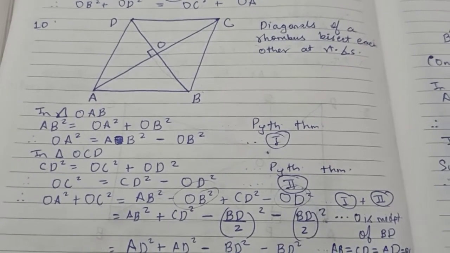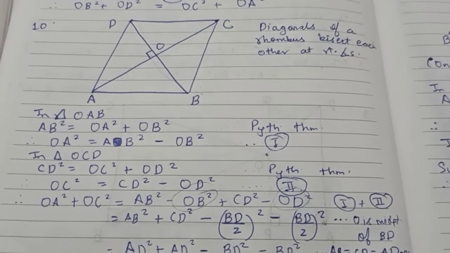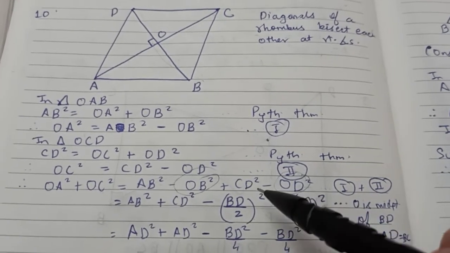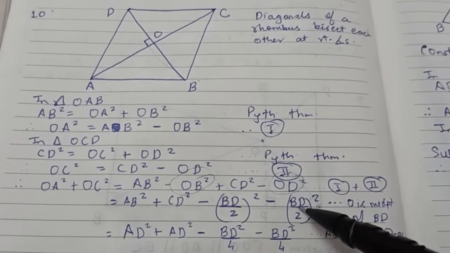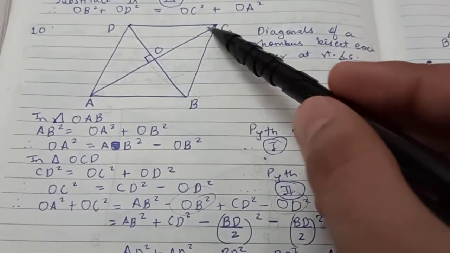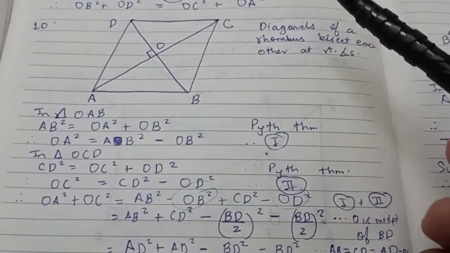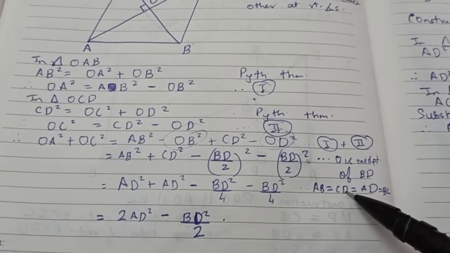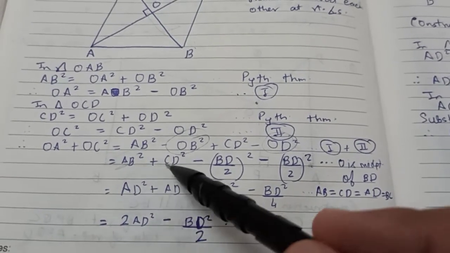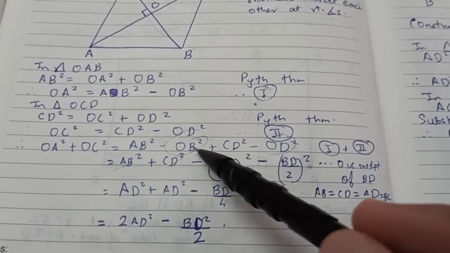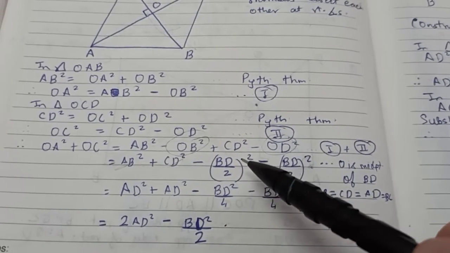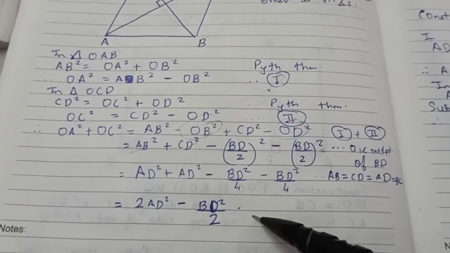And also in the RHS of the question, there is AD. But we don't have any AD yet. That's fine. After all, AB and CD are same as AD because they are sides of a rhombus. So substitute this and this as AD, and these have been converted into BD. Solve further and you will get what is asked.